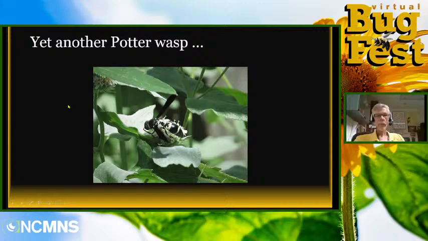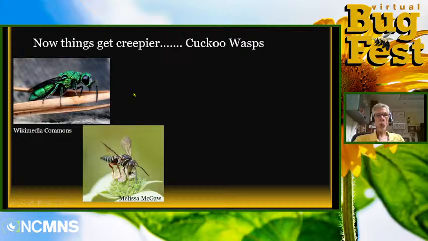Now, here's an interesting little story, a little creepy story. So I haven't found any cuckoo bees or cuckoo wasps in my yard. They should be around. I just haven't noticed. But here's a couple. Somebody took this in the Piedmont in North Carolina. That's all it said on Wikimedia. And then Missy got one here on a mint. These are two species of cuckoo wasps.